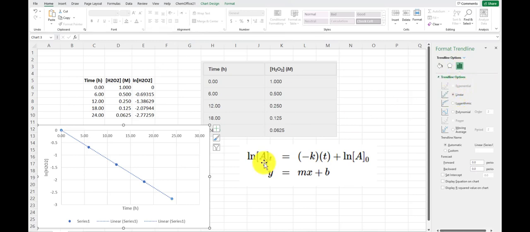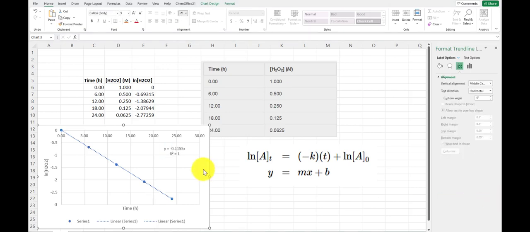I want a linear trend line because I'm plotting this to see if it is linear. And then down here, I can display the equation on the chart. That's really useful. I'm also going to display the R squared value on the chart. That yields these expressions here. I'm going to make this a little bit bigger and pop that up so you can see it.